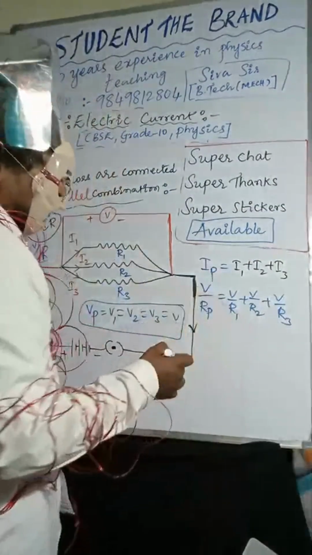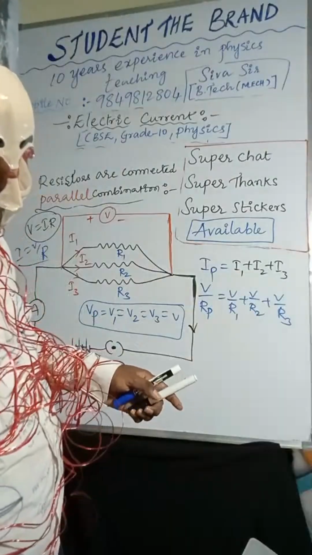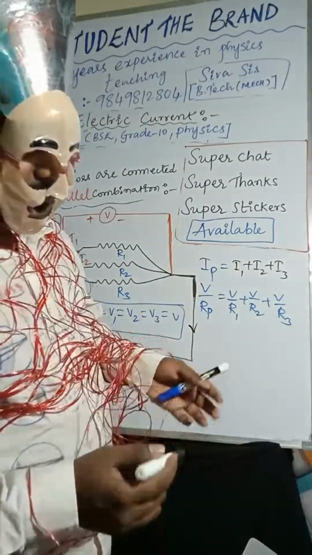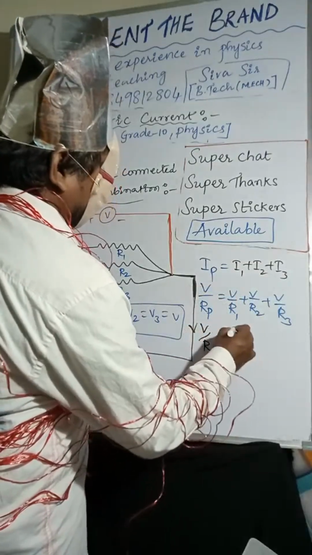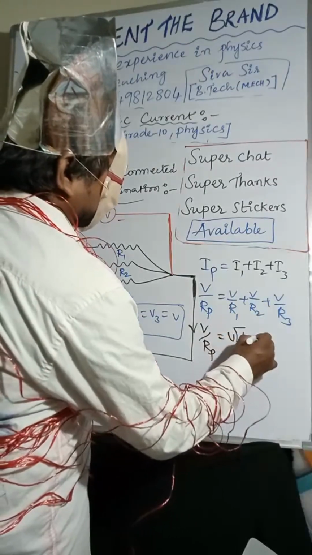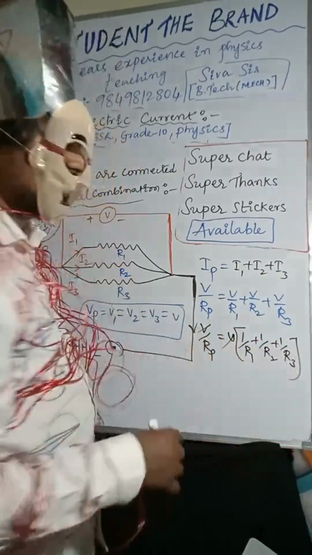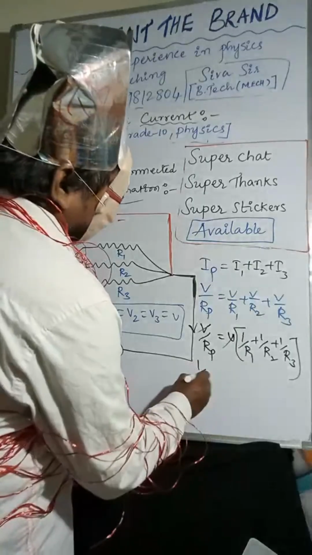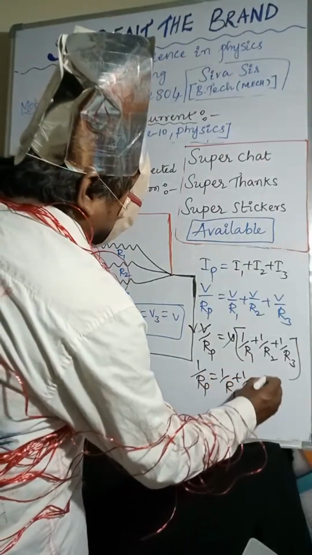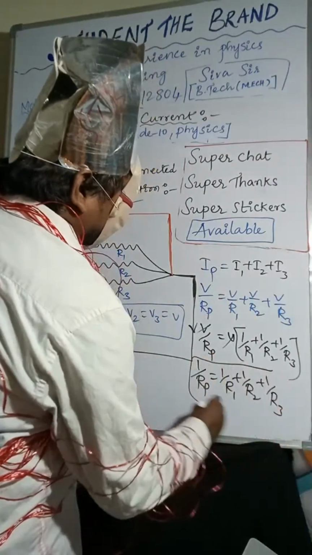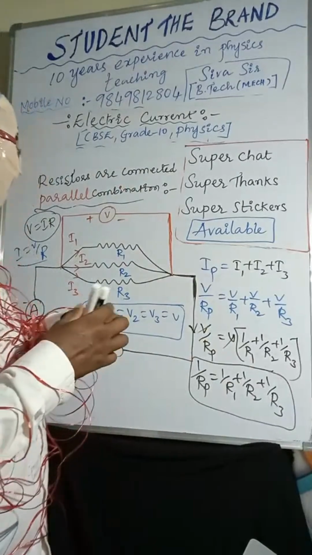So we can take V common. Now I am taking V by RP equal to V common, 1 by R1 plus 1 by R2 plus 1 by R3. So V will get cancelled. 1 by RP equal to 1 by R1 plus 1 by R2 plus 1 by R3.